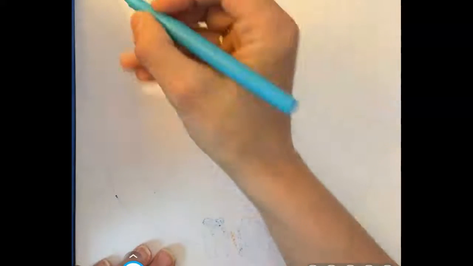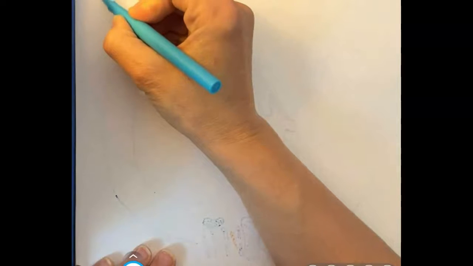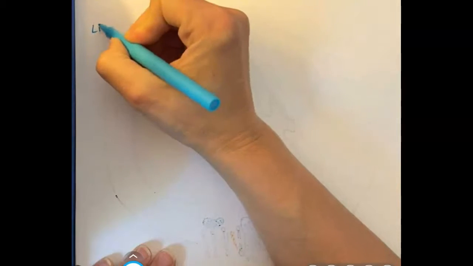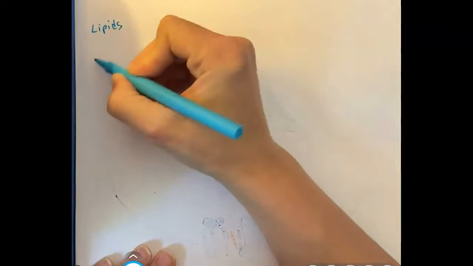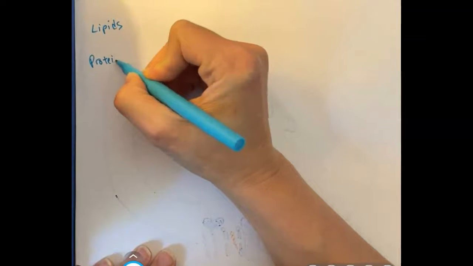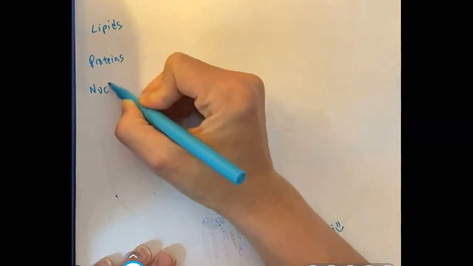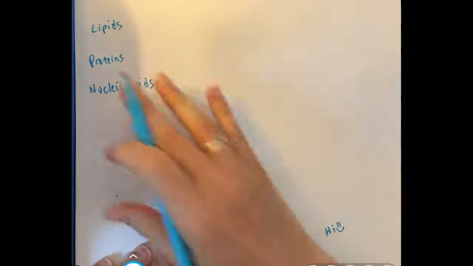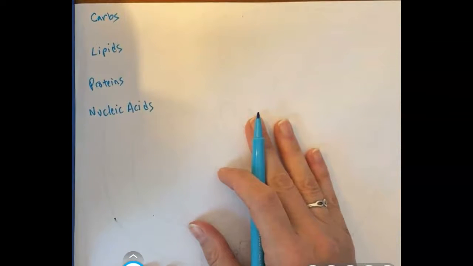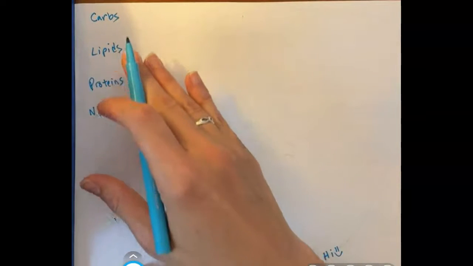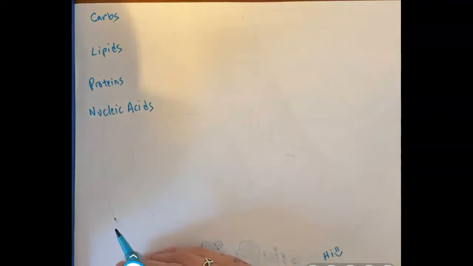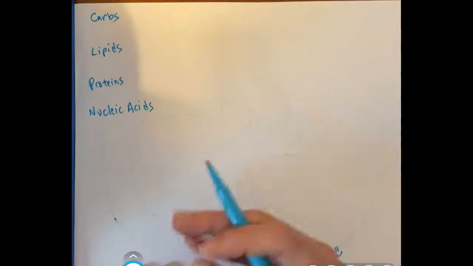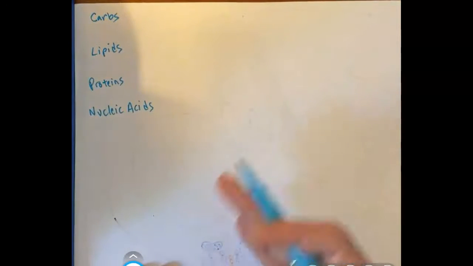So to do this, I would start by saying, okay, we have carbs, we have lipids, we have proteins, and we have nucleic acids. And you can see if your list is the same as my list. After I write my carbs, lipids, proteins, and nucleic acids, I'm thinking, what examples do I know that are used in the cell, either as structure or for energy?